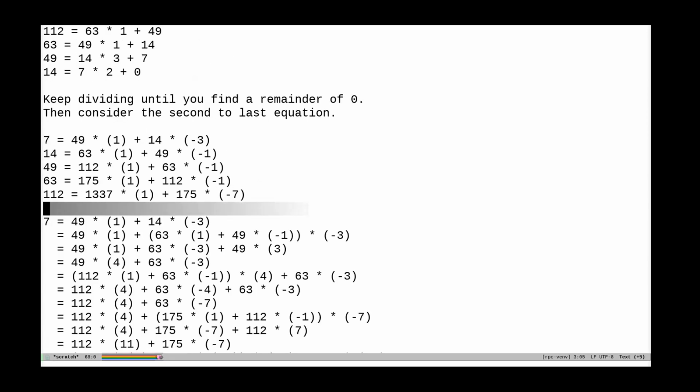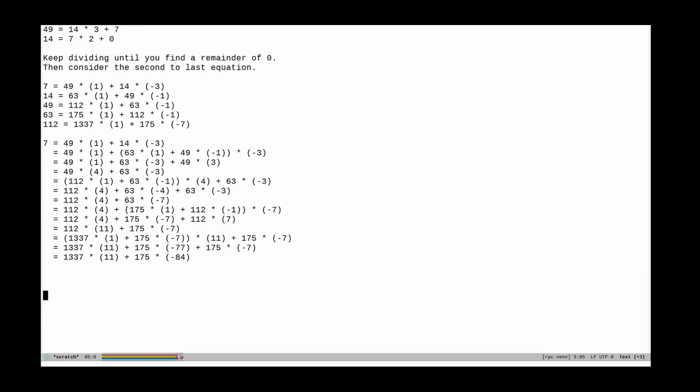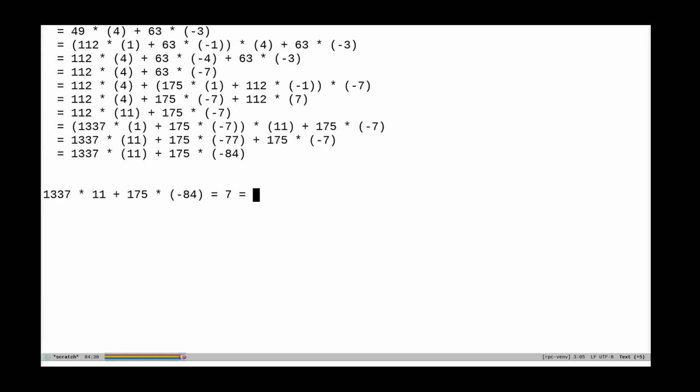After all this suffering, what we have found is 157 times 11 plus 175 times minus 84 is equal to 7, which is the GCD between 157 and 175. So this algorithm allows us to do this kind of computation and to express identities where you have your first number times a coefficient plus the second number times another coefficient equal to the GCD.